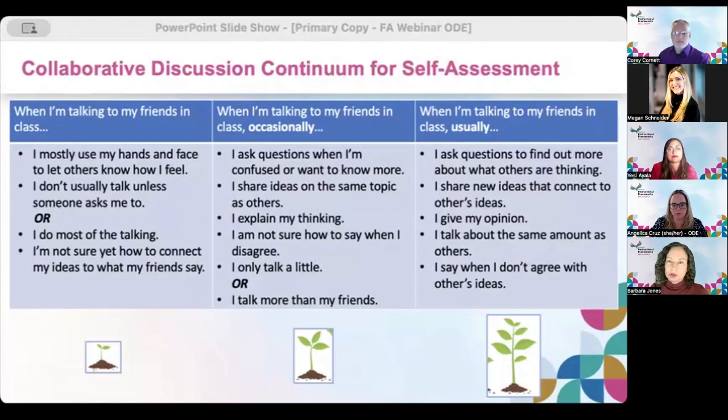So these kind of tools are really helpful for students to be able to take stock in their learning and also identify next steps and where they want to go. Next slide.